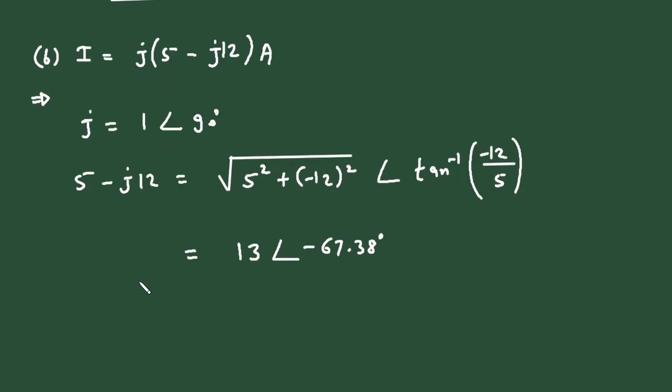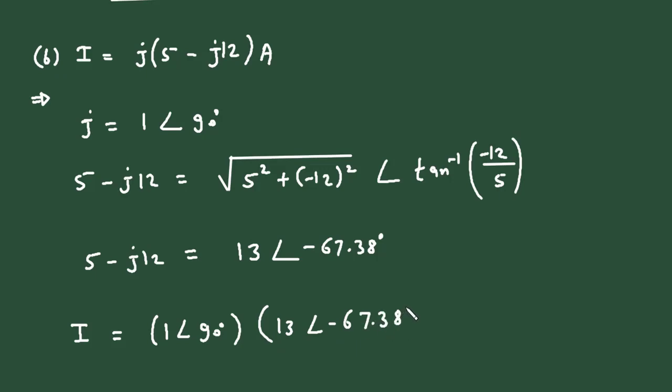Now let's multiply it. So here first we will write this 5 minus j12. Now in place of this j we can substitute 1 at an angle 90 degree. So let's substitute it. I is equal to in bracket 1 at an angle 90 degree, and in place of this 5 minus j12 we can substitute this value 13 at an angle minus 67.38 degree. Now why do we change from rectangular form to polar form? Because multiplication and division are better performed in polar form, and this is the polar form of both. Now we can easily multiply it.